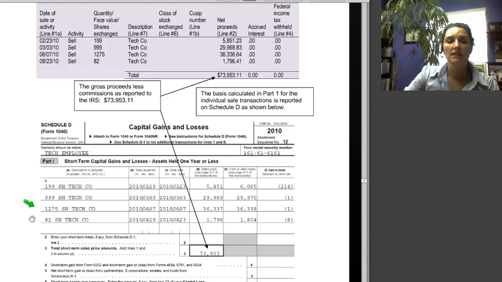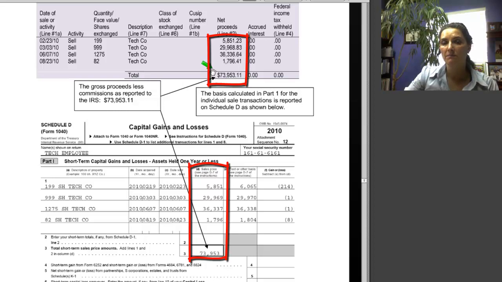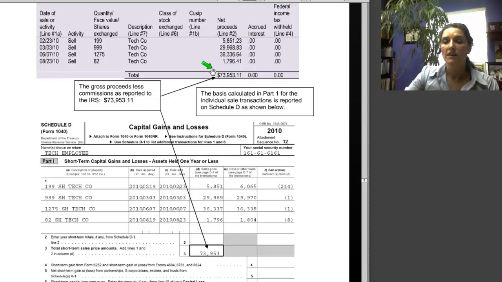We're matching up each of these sales transactions quantity-wise with what we're seeing on the 1099-B. And then we're entering the sales price to match up with what we see on the 1099-B. So the total short-term sales price amounts should be an exact match to the sales price amounts shown on the 1099-B, or higher. You don't ever want them to be lower, because if they're lower, your client will get a letter. It is possible for them to be higher.